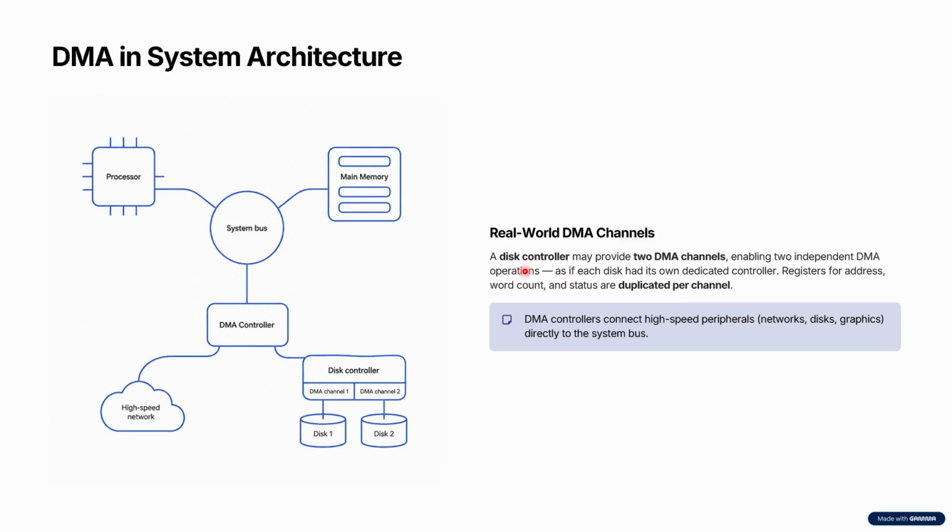A disk controller may provide two DMA channels, enabling two independent DMA operations as if each disk has its own dedicated controller. Registers for address, word count, and status are duplicated for each channel, as we saw in the previous video. The DMA controller connects the high speed peripherals directly to the system bus.